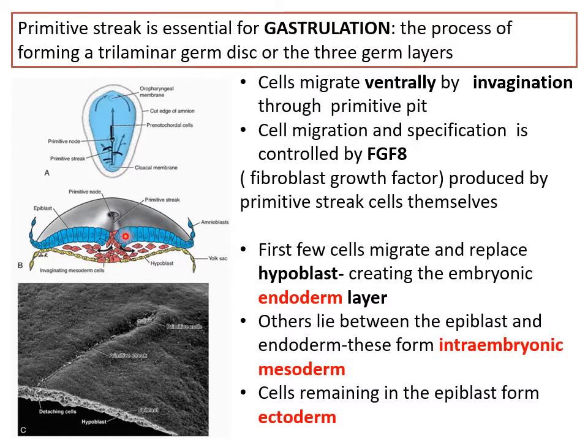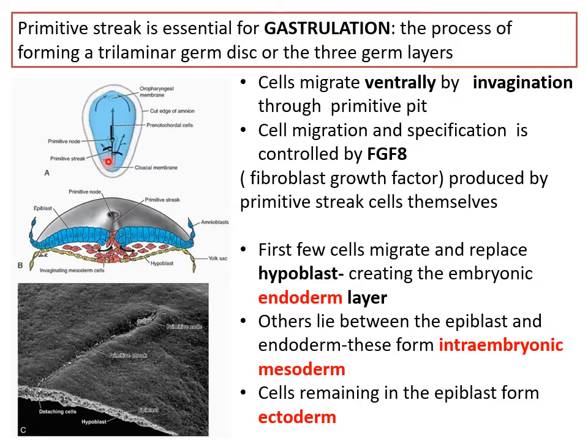So in the middle second picture, the blue layer is the epithelium of the epiblast, right? We were looking at the germ disk from the top in the first picture. Now through this hole and this groove, you can see the red cells migrating below the epiblast, right? That means they migrate ventrally or inferiorly by invagination through the primitive pit. And of course, these are controlled by genetic factors. So FGF8 is known as fibroblast growth factor, and this is produced by the primitive streak themselves.